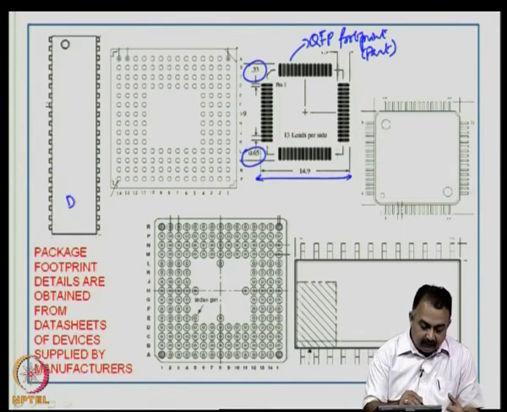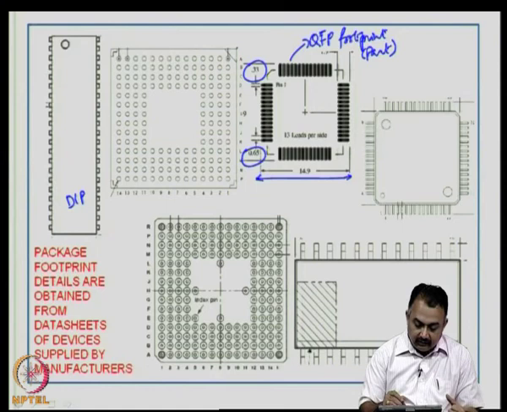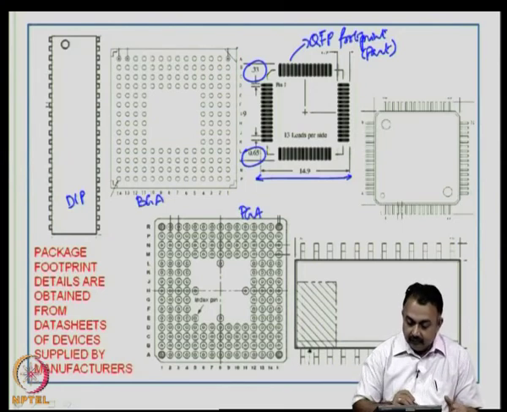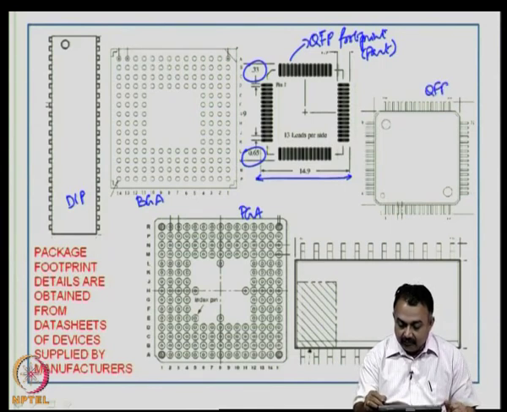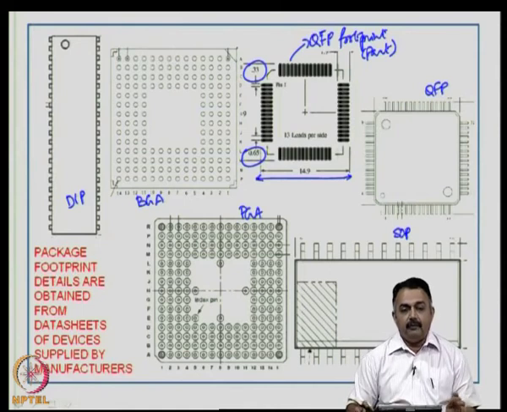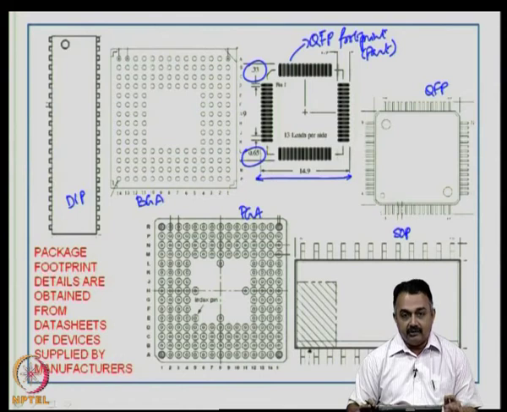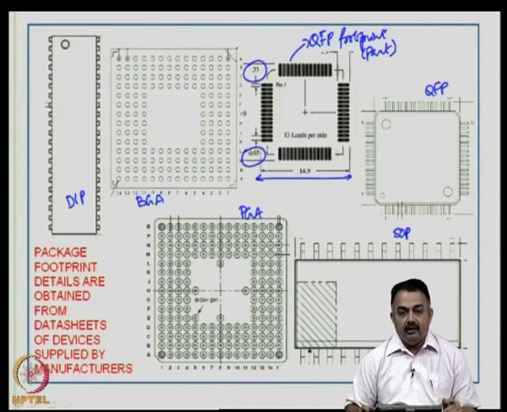This is for a DIP package. This is a pin grid array, this is a ball grid array, this is again a QFP package, and this is again a DIP package or a small outline package, as the case may be. So, package footprint details are obtained from data sheets of devices supplied by the manufacturers. Most of them are available in the library, otherwise you have to create one with the basic information that I have shown here.